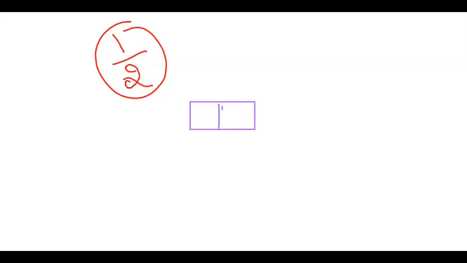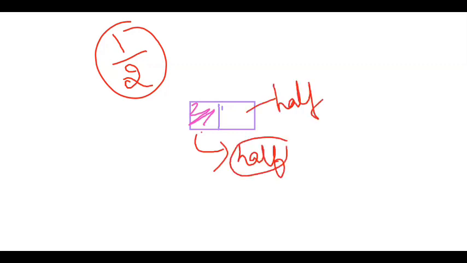Now shade 1 out of 2. That is all. That's all, right? What does 1 out of 2 mean? Half. This is half, right? This is half and this is half. That's great, mashallah. If I tell you, Aisha, to shade 3 out of 4, how would you do this?